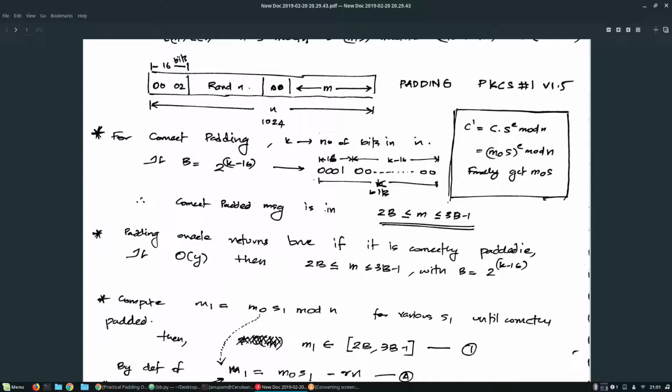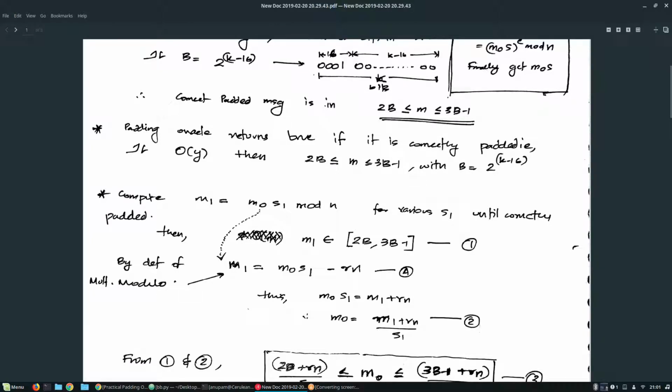So suppose our message is correctly padded, then we know that it lies between these two bounds, 2b and 3b minus 1. Now using the multiplicative property of RSA, we determine another message m1, which is equal to m0 into s1 mod n, where s is a number we check randomly until we get something that is of the correct format of our padding, which is m1. So suppose we find an m1, then it will lie between 2b and 3b minus 1, as we discussed before.